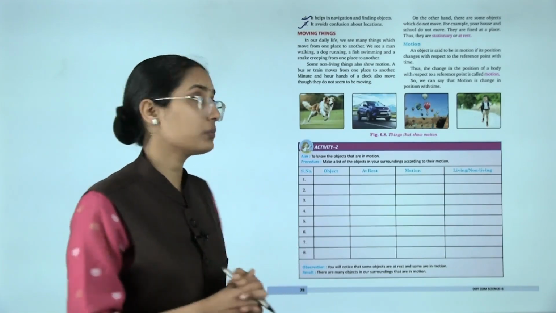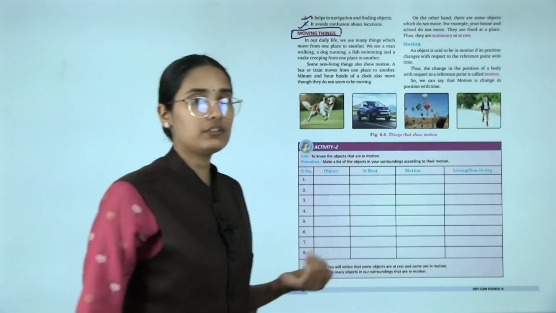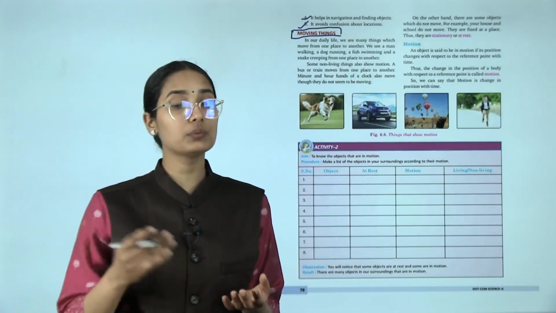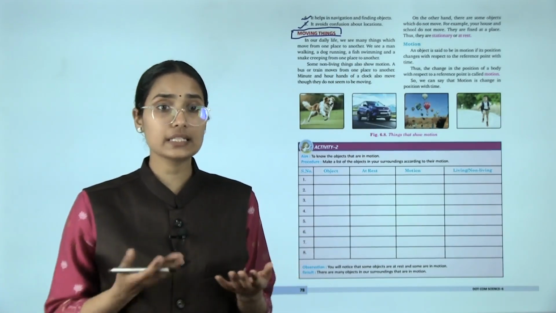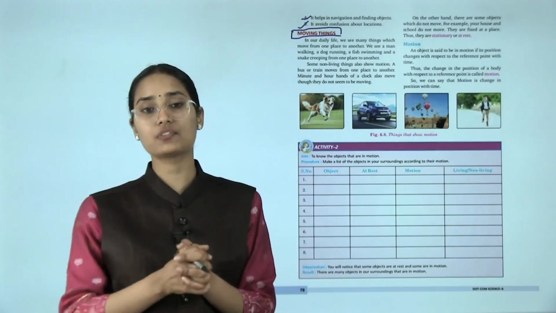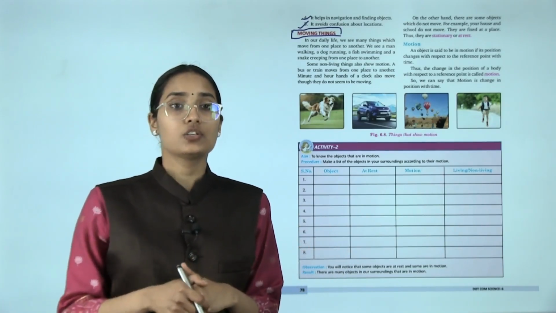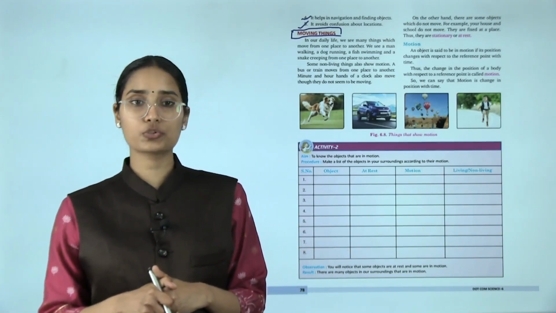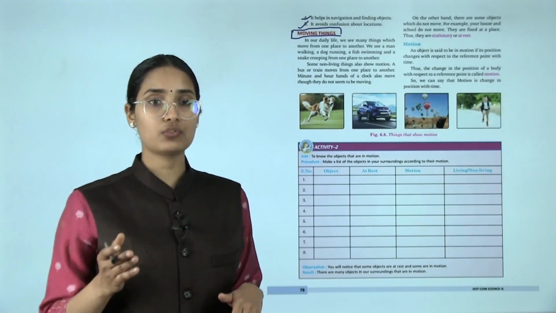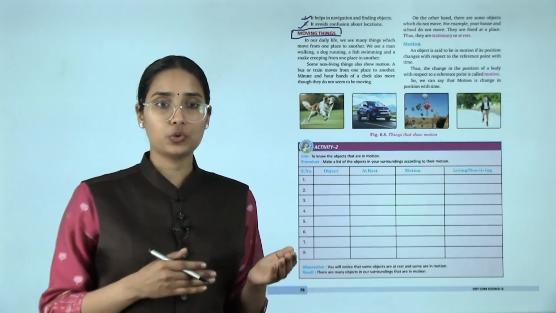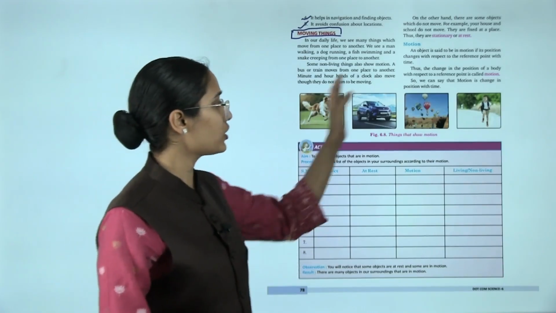Now let's understand about motion. What is motion? In our daily life, we see many things which move from one place to another. We see a man walking, a dog running, a fish swimming, and a snake creeping from one place to another. We have seen so many things moving, running, changing their places. Some non-living things also show motion. A bus or train moves from one place to another. The minute and hour hands of a clock also move, though they do not seem to be moving.